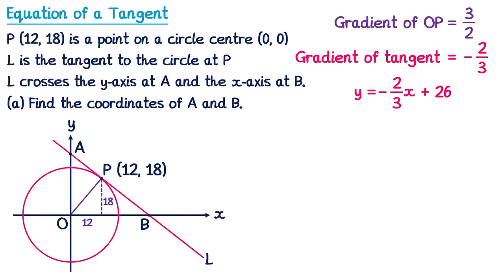We've been asked to find the coordinates of A and B. Let's start with the point A. The point A is on the y-axis, which means its x-coordinate is 0. So if we substitute in 0 for the x-coordinate, we'll find the y-coordinate. So we have y equals negative 2/3 of 0 plus 26. Negative 2/3 of 0 is 0, so we just find that y is equal to 26. So the coordinates of A must be 0, 26.